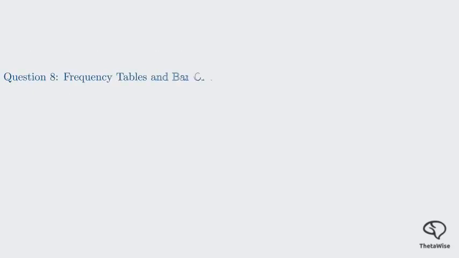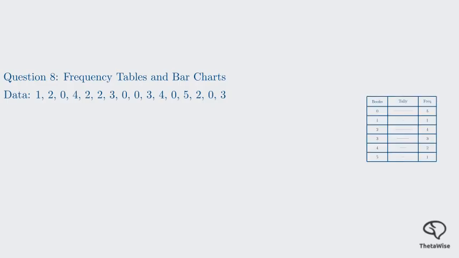Moving on to question 8. Lee has recorded the number of books sold to 16 people. Here is the data. 1, 2, 0, 4, 2, 2, 3, 0, 3, 4, 0, 5, 2, 0, 3. We need to complete the frequency table.